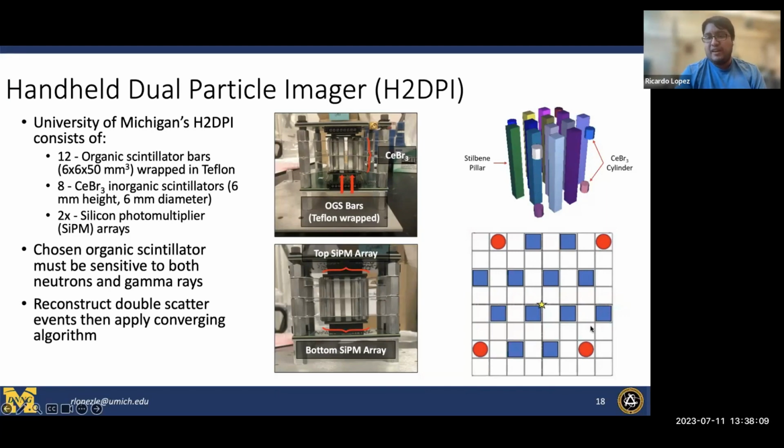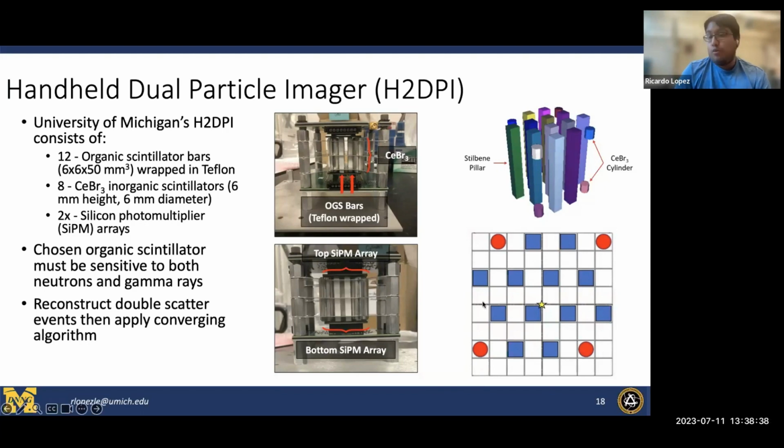And on the bottom right is an example of how the 8x8 pixel CPM array is actually populated. As you can imagine, an 8x8 CPM system has the capacity for up to 64 pixels on a particular side. Given the fact that we're using 12 bars and 8 cerium bromides in this particular geometry, though, you can see that we're not actually populating the entire 64 pixel array.